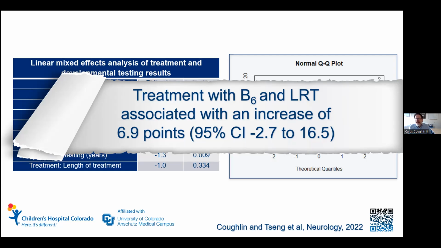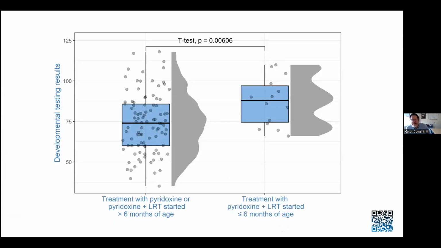We had picked the cutoff of 6 months of age because there's a really nice paper from the group in Toronto that showed that only their patients with PDE treated with lysine reduction therapy in the first 6 months of life had a normal outcome, and that their patients after 6 months of life had some intellectual or developmental delay. So it was a nice paper. It seemed like a nice cutoff, and that's what we chose.